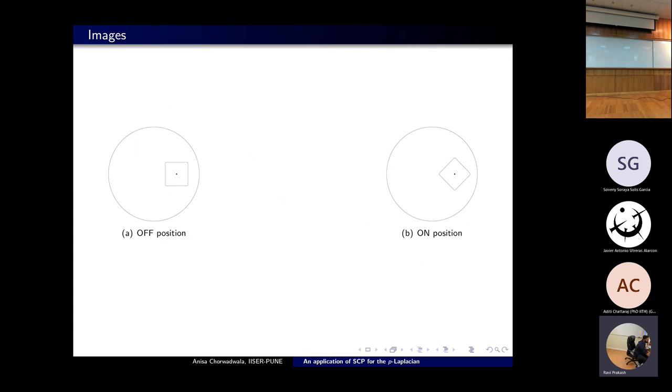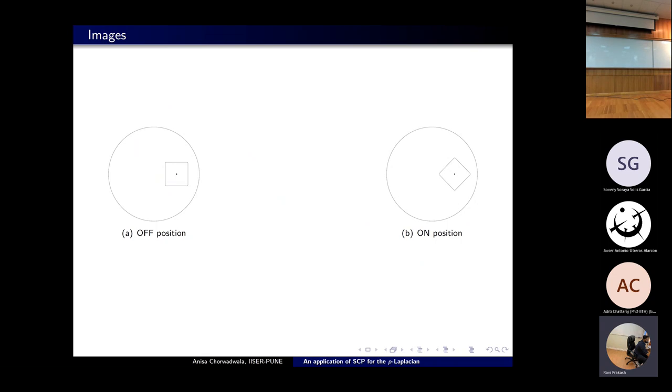And now I am rotating this square about its own center. This is one configuration where the axis of symmetry of the square is coinciding with the diameter of the ball. This is another configuration where again an axis of symmetry of P is coinciding with the diameter of the ball. But this one we call the off configuration, and that one we call the on configuration.